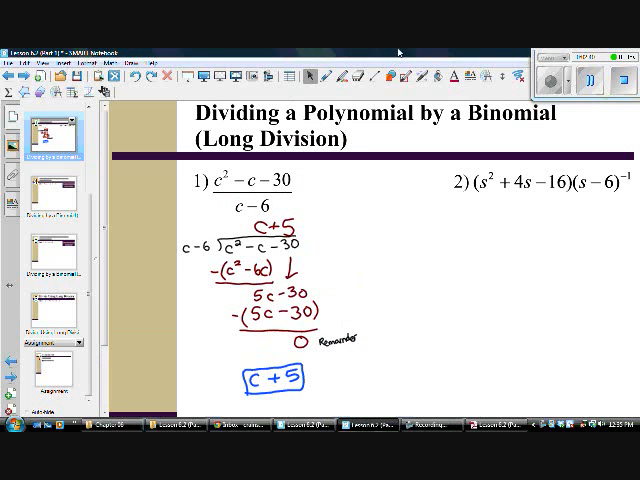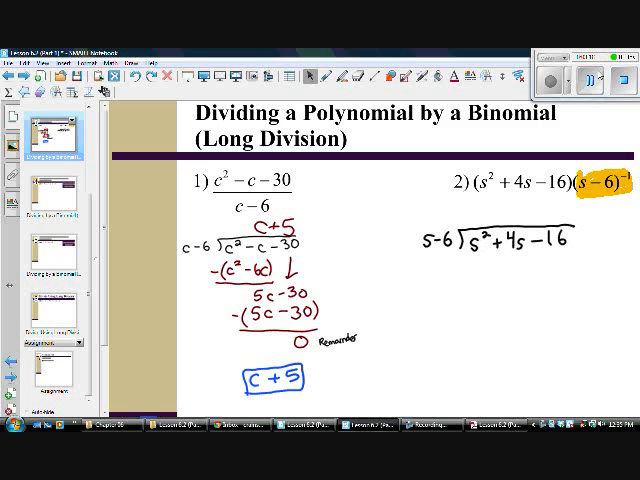So let's take a look at the second example. We have s squared plus 4s minus 16 times s minus 6 to the negative first. Now remember, when you raise something to the negative first power, that actually means it goes to the opposite side. So here it means if you go underneath a fraction, it'd be the denominator, so we're actually dividing by s minus 6. So we have s minus 6 on the outside and our s squared plus 4s minus 16 on the inside of the long division.